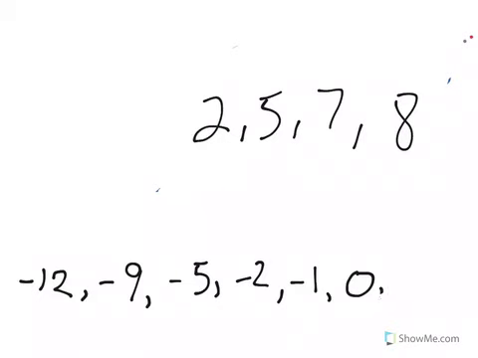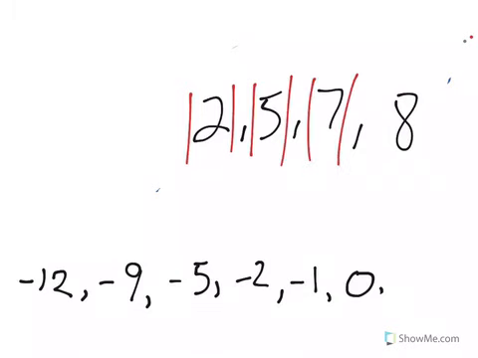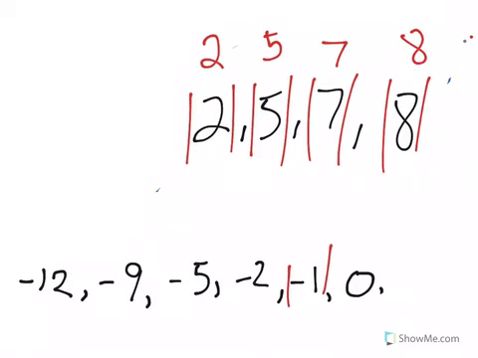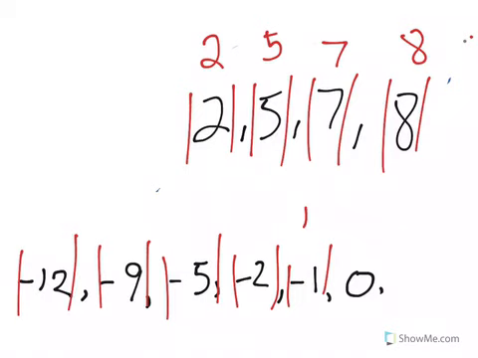Above these numbers, I'm going to write their absolute value. So absolute value of 2 is 2, 5 is 5, 7 is 7, 8 is 8. Absolute value now of the negative numbers, if we want to find the absolute value of these, we're going to have -1 is 1, -2 is 2, -5 is 5, -9 is 9, and -12 is 12, because that's how far they are away from zero on the number line.